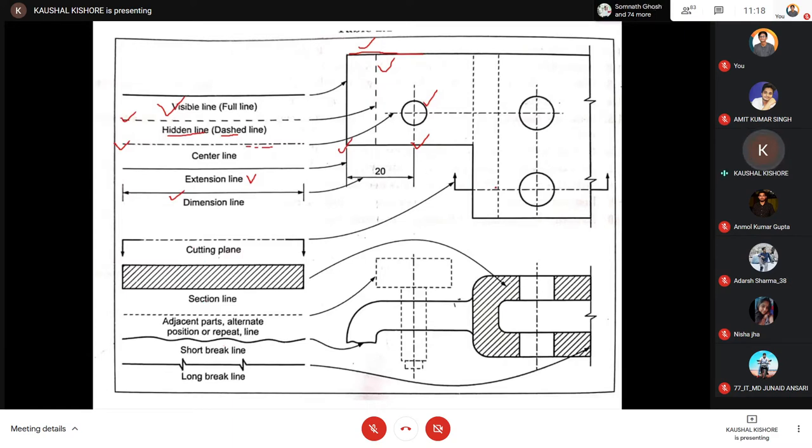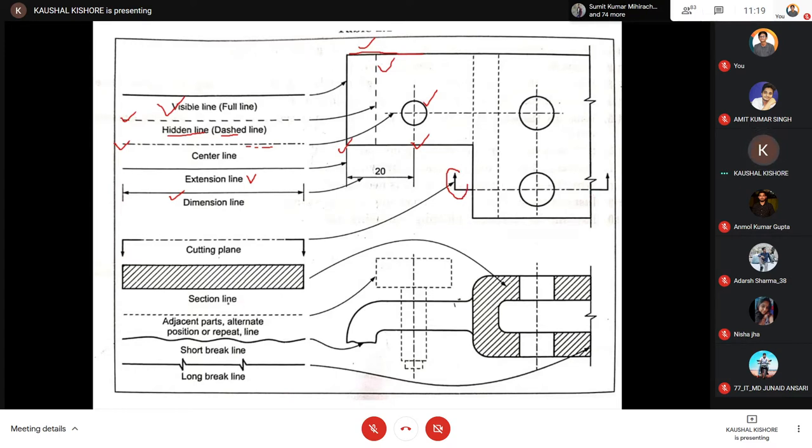When you draw the planes, your drawing sheet is two-dimensional, and you have to draw the different planes, suppose vertical plane or horizontal plane. So you have to draw like this. This is the symbol of cutting plane.